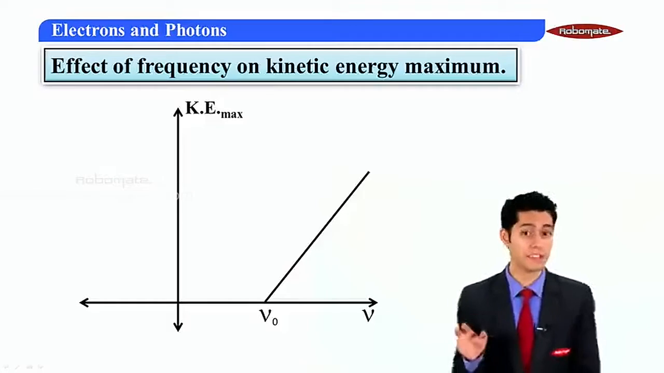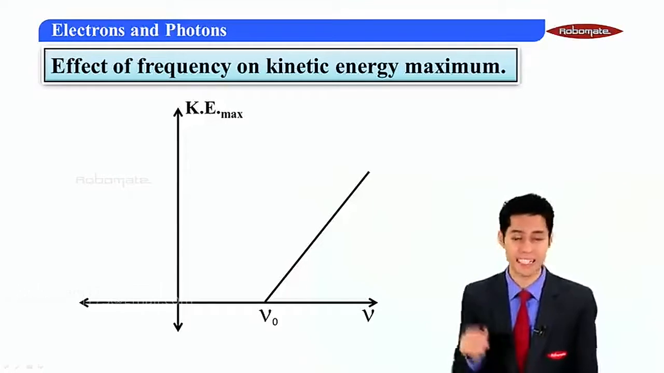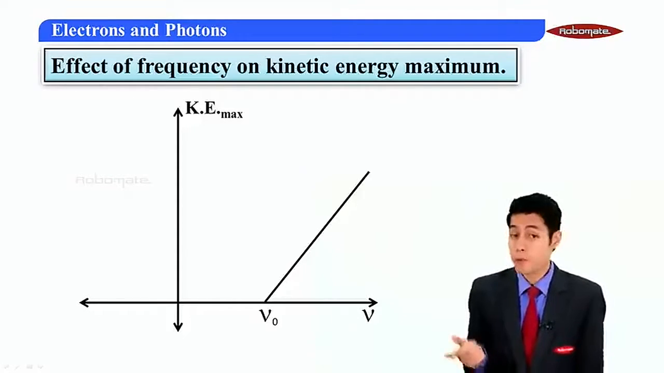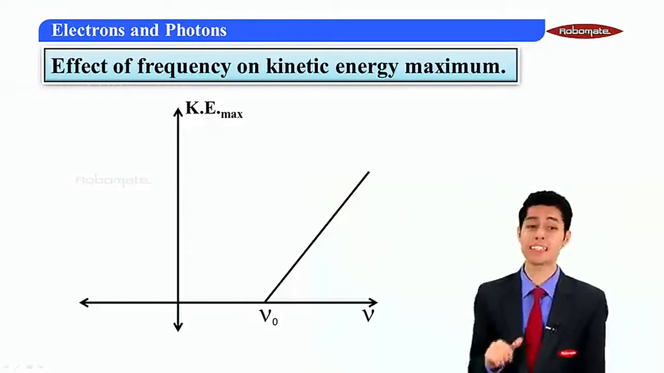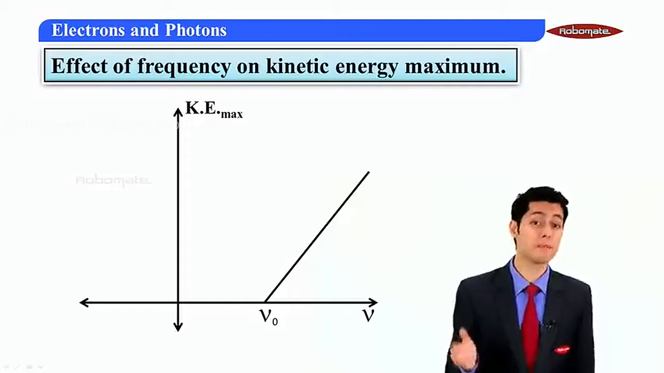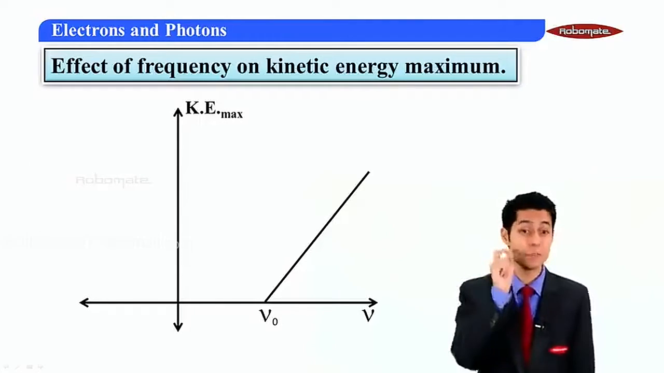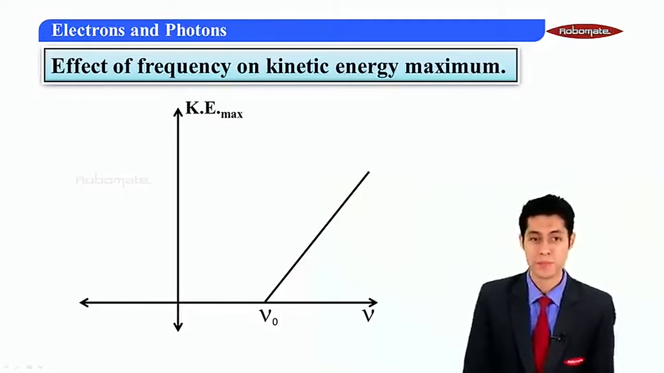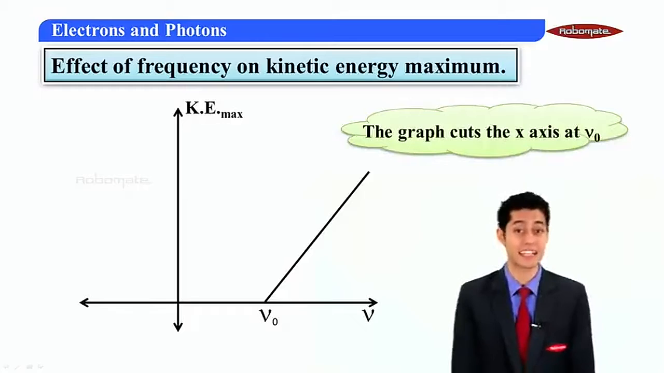That means if the frequency goes on increasing, then the kinetic energy will go on increasing according to this linear graph. But why do we have frequency on the x-axis? Because it is an independent term, and kinetic energy depends on frequency. That is why it is on the y-axis. The graph cuts the x-axis at nu naught.